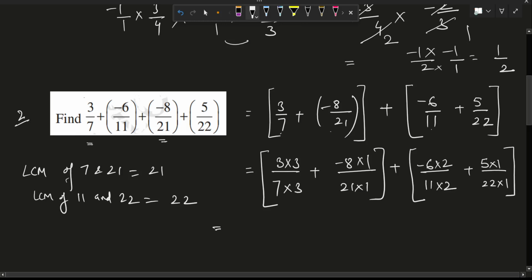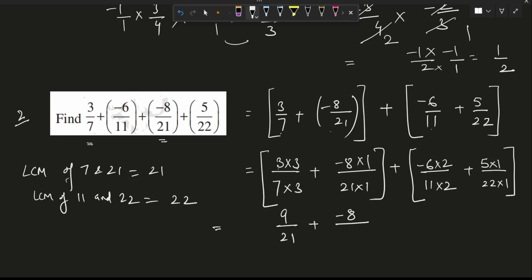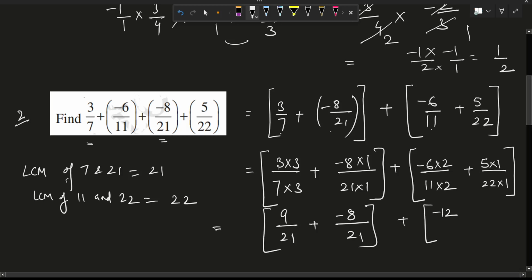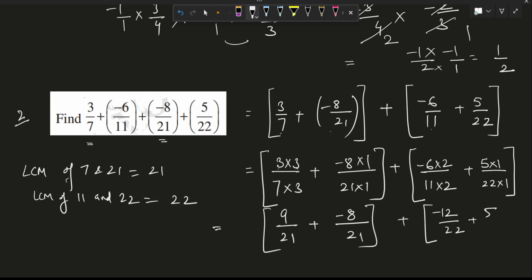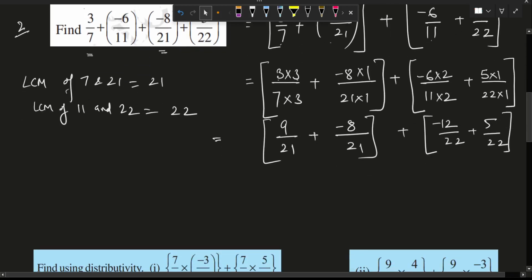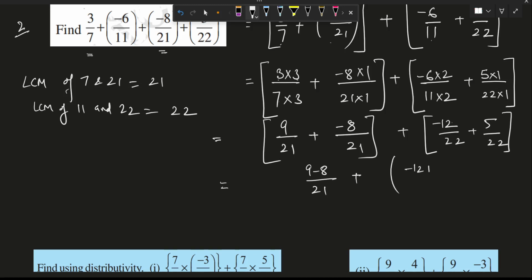Now 3 threes are 9 by 21, 7 threes are 21, plus minus 8 by 21. Next step: minus 12 by 22 plus 5 by 22. I hope there is no doubt over here. Now, what is 9 minus 8? It's 9 minus 8 by 21 plus minus 12 plus 5 by 22.